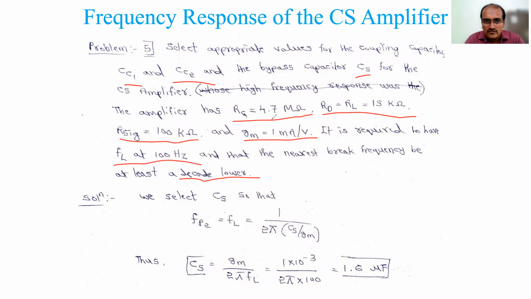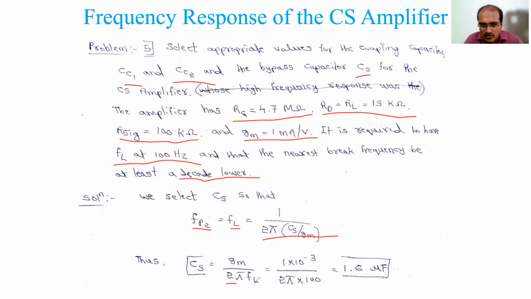So the first one is already answered. FE2 is nothing but FL, and FL is given as 100 here. So the formula is FE2 = 1/(2π CS/gm), right? I have the FL value, I don't know the CS value, so I have to modify this equation first. So how will it come? It is gm by CS, so CS here is gm by 2π FL, right?